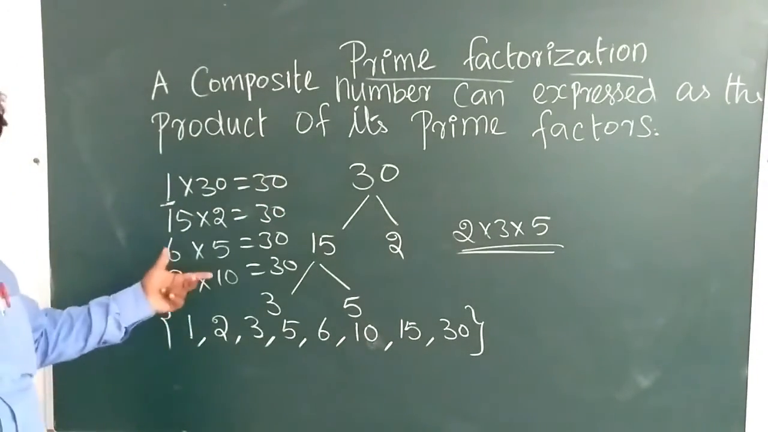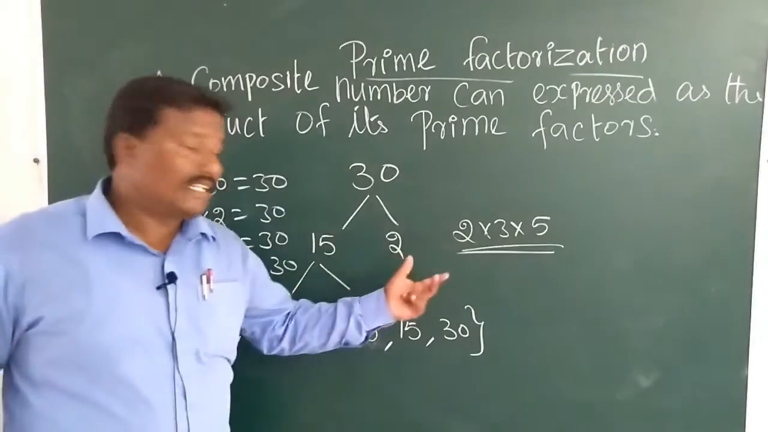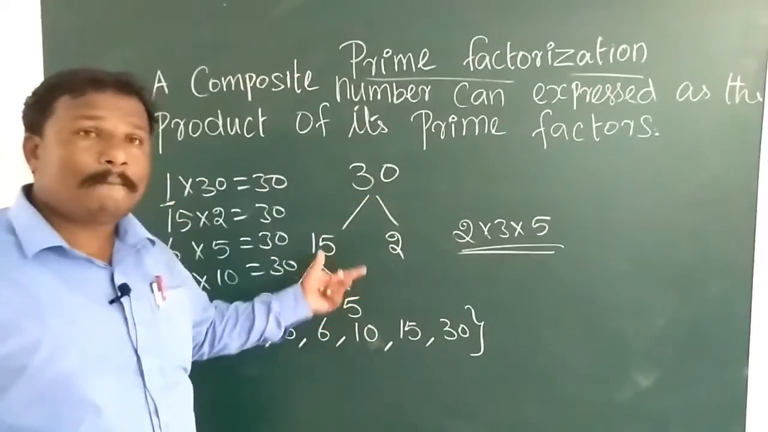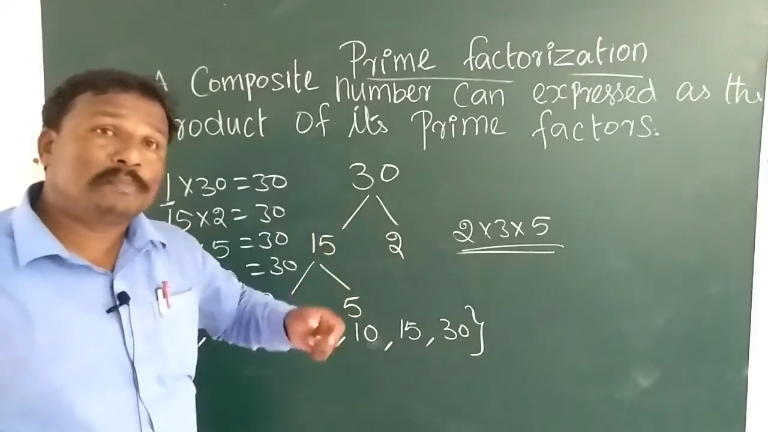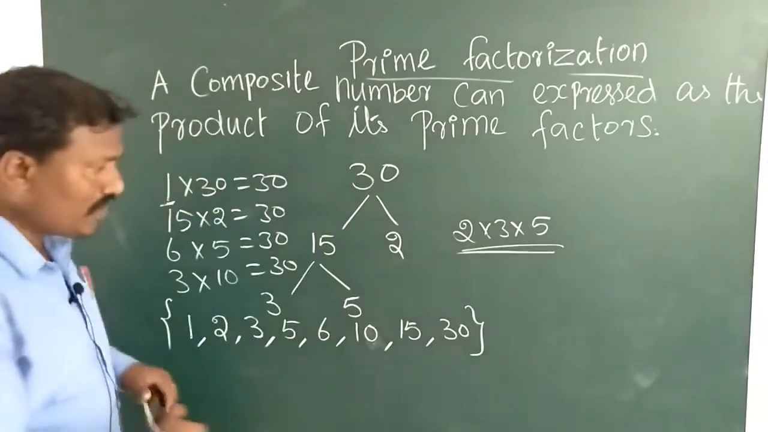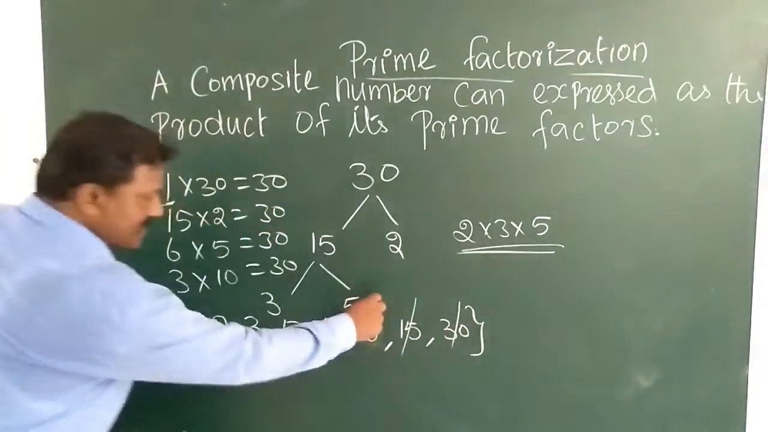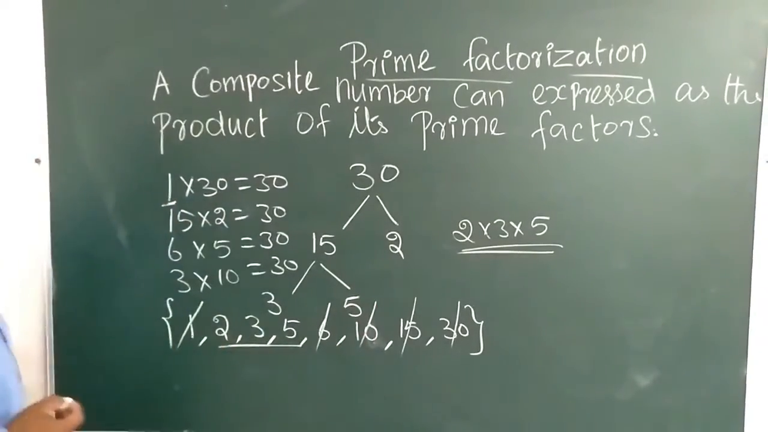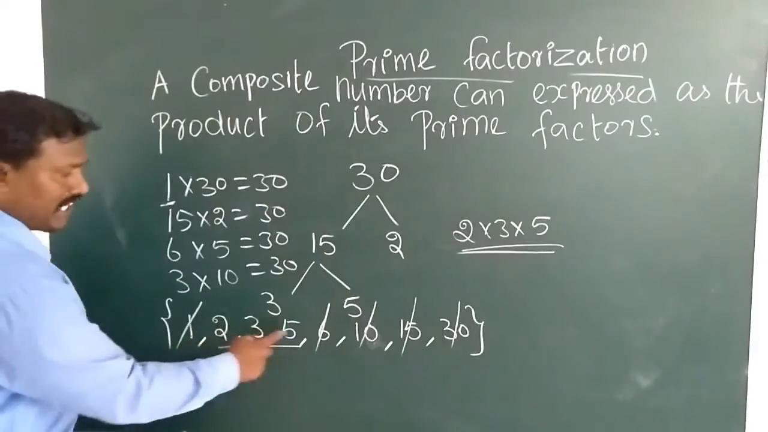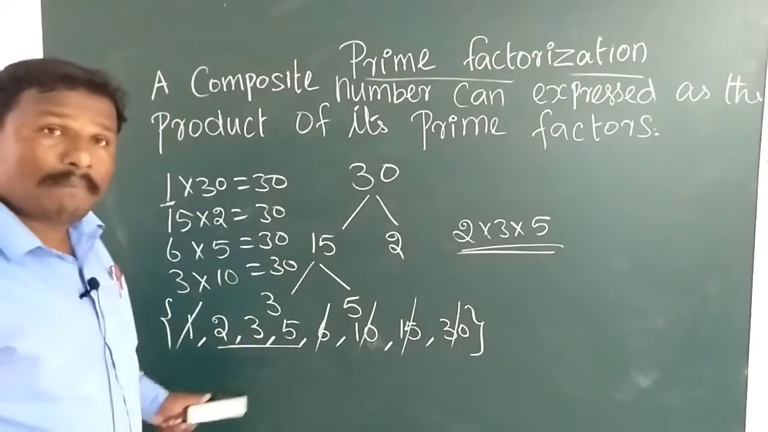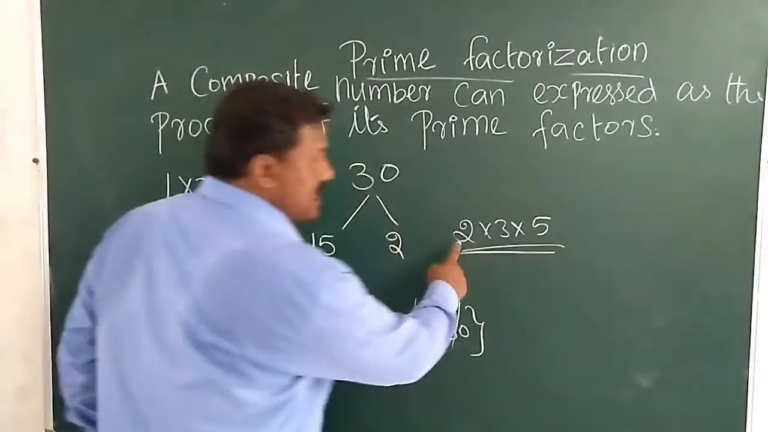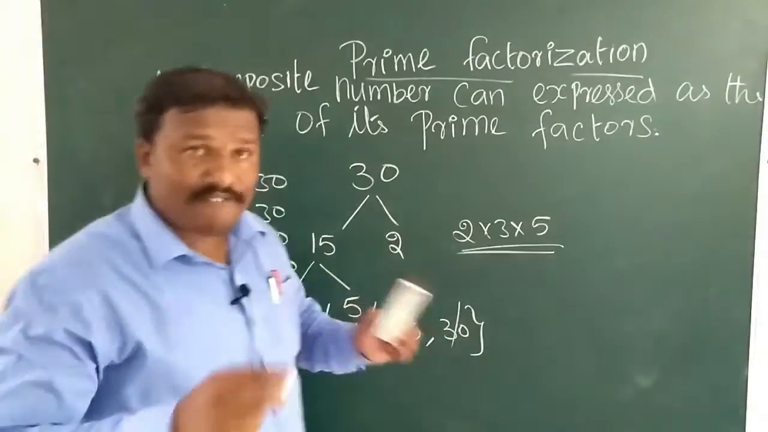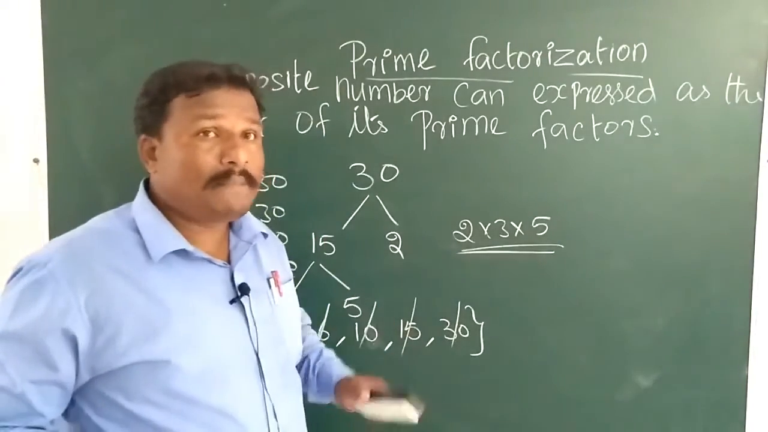But we cannot write like this. It's a factor of 30, but this is the correct method, because when we find the factor, that factor should be a prime number. So if you see, these are not prime numbers. These three are the only prime numbers: 2, 3, 5. So that's why this is called prime factorization. When you find a factor, that factor should be a prime number.